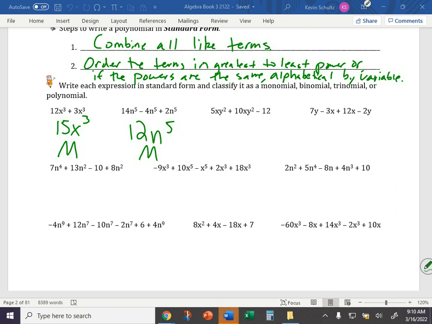Next one. Aiden. Binomial. Why? Because you can combine the 5xy squared and 10xy squared. Yep. Even if you've got multiple variables, x, y squared, it's the same thing. Whatever x, y squared is, you've got 5 of them, you get 10 more of that same thing. Therefore, they can be combined. And then the minus 12 being a constant, we cannot combine that with the 15xy squared. Thus, it is a binomial.